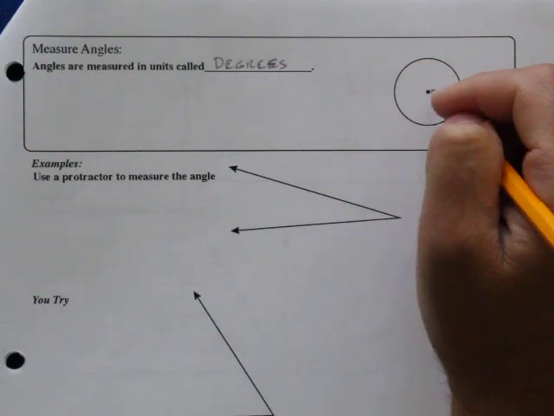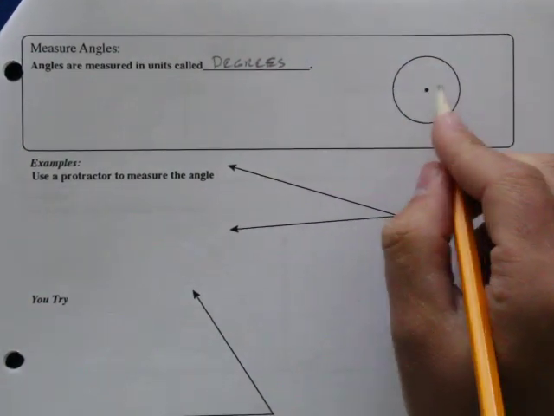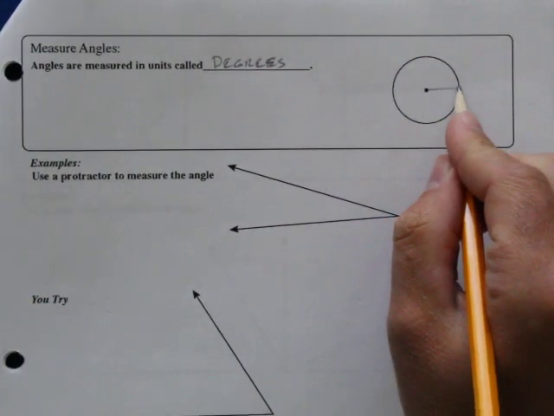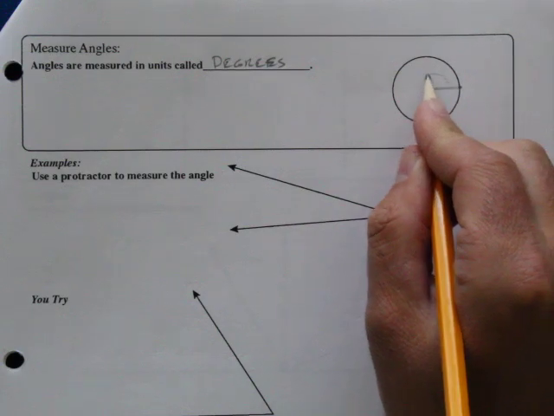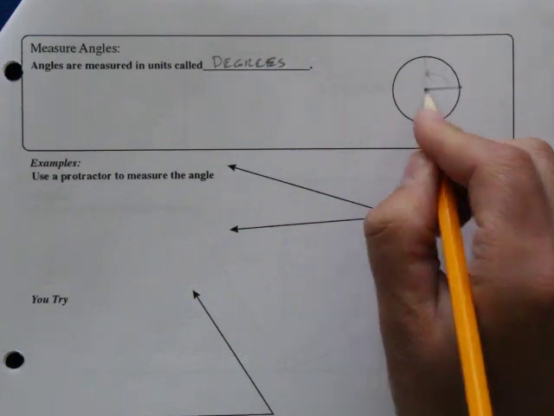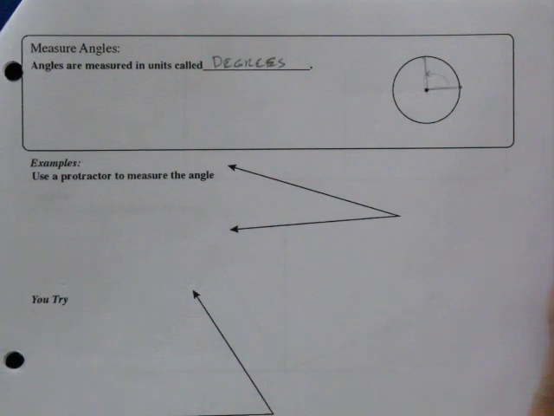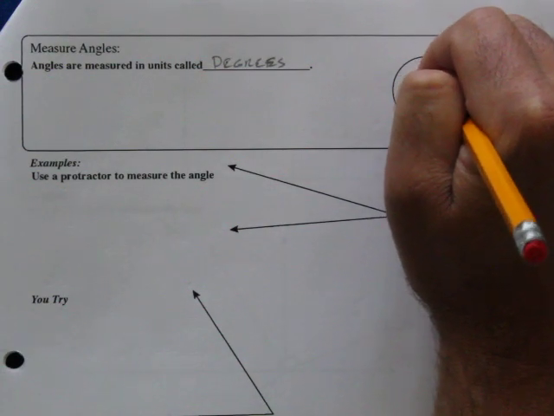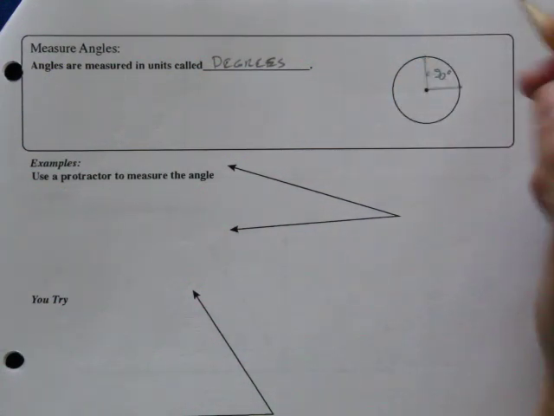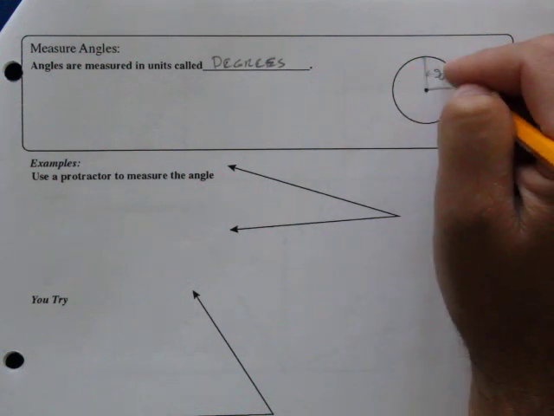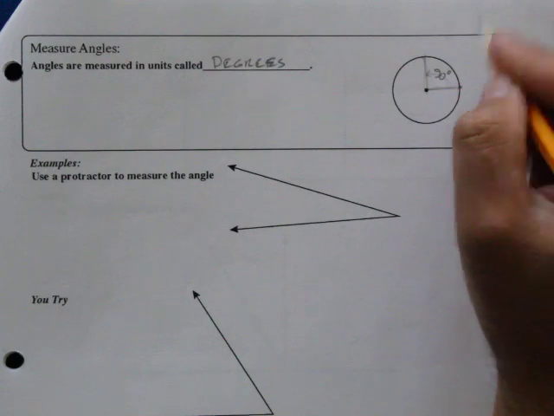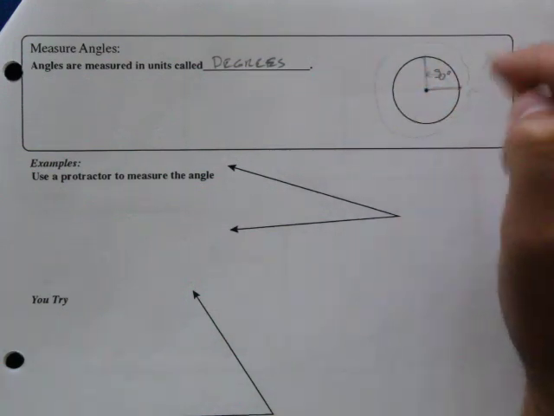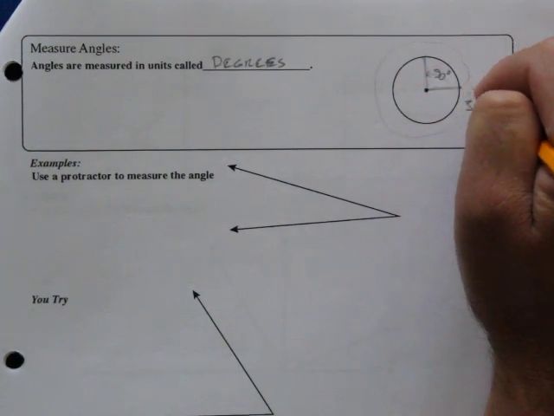If I were to start here on the circle, let's just start at this point here. If I were to go 1/4 of the way around, I would have gone 90 degrees. If I go all the way around, there's 90, there's 180, 270, 360. So all the way around is 360 degrees.